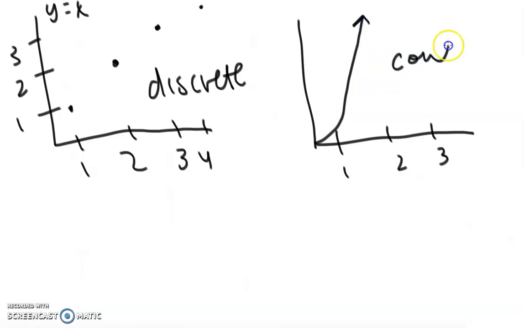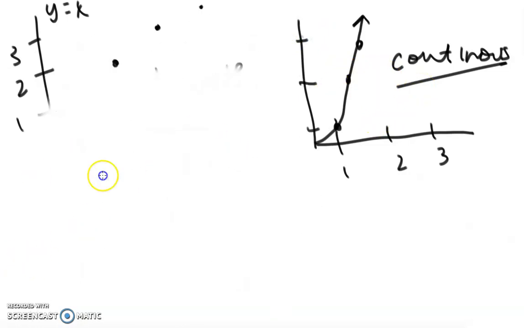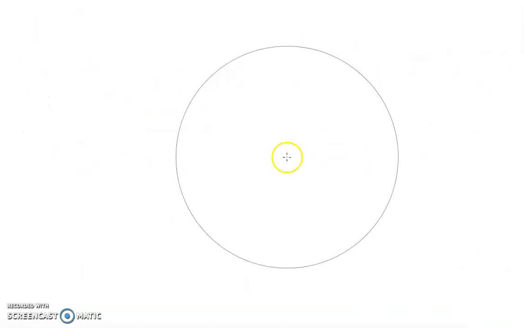This is continuous because it is a line. All the points are connected in this graph. There are probably points all over the place here, and all of the points are connected on the graph, so that is why it's continuous. So keep that in mind as we go on to the question portion of this part of the chapter.